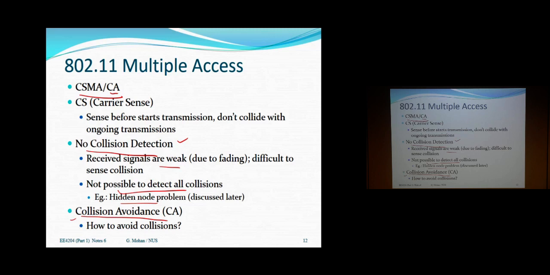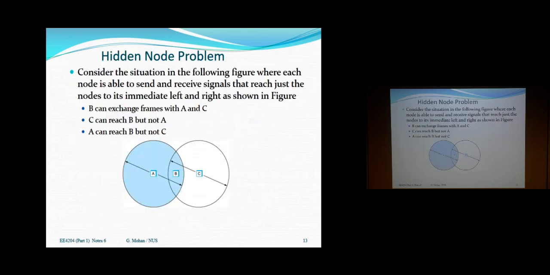Obviously, when you try to avoid collision, some kind of coordination, some exchange of messages, is required before it starts transmission. First, let's look at two interesting problems which are specific to wireless communication: the hidden node problem and the exposed node problem. I will try to explain with an example. This is taken from Peterson and Davie. Of course, you can see similar examples in other books as well.